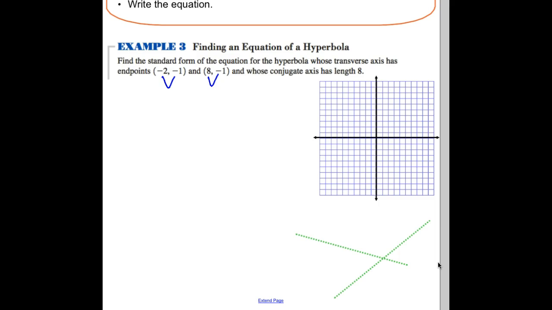Okay, so let's put that information on our grid. We have one vertex here, and we have another one here. So what does that help me find? Helps me find A. So how far apart are those 2 points? They're 10 spaces. So where would the center be? Center has to be in between them, right? Halfway in between. So if they're 10 spaces apart, if we went 5 from either side, that puts my center here at what point?